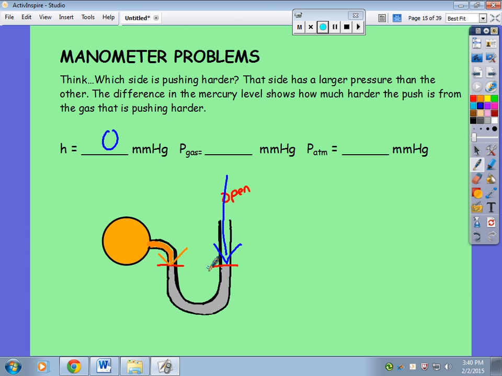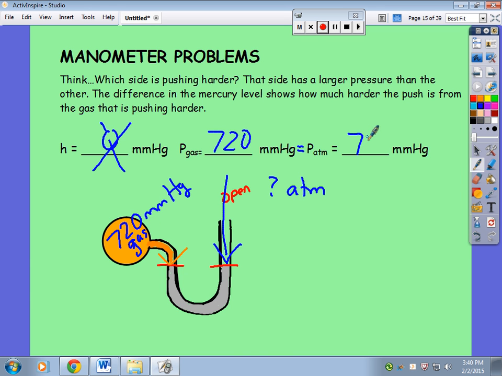Is there any difference in the height of these mercuries? No, they're equal. So that doesn't apply in this case. And so what would be true? The pressure of the gas would be equal to the pressure of the atmosphere. So if you knew this was 720 millimeters of mercury, and I wanted to know what the pressure outside is, I would tell you that the pressure of the gas inside, because the gas is always in here, is equal to the atmospheric pressure. And I would know because these levels are the same.